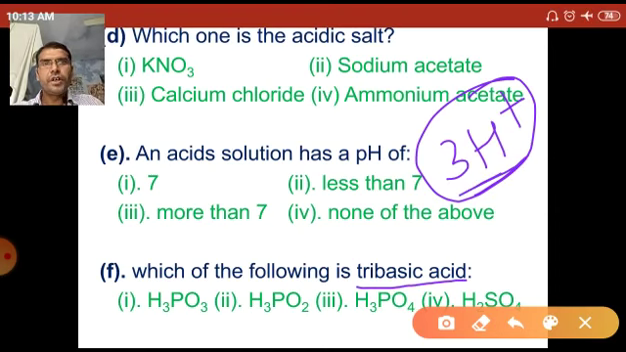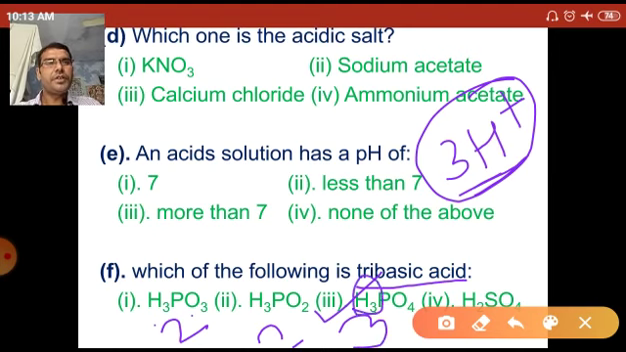So this is H3PO3, it is a dibasic acid. H3PO2 is also a dibasic acid. H3PO4 is a tribasic acid, so they furnish the 3 hydrogen ions during ionization in the water. H2SO4 is also a dibasic acid. So the right answer is the third option.